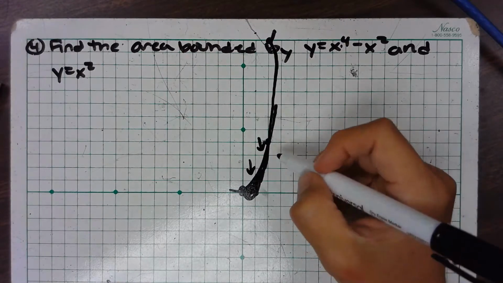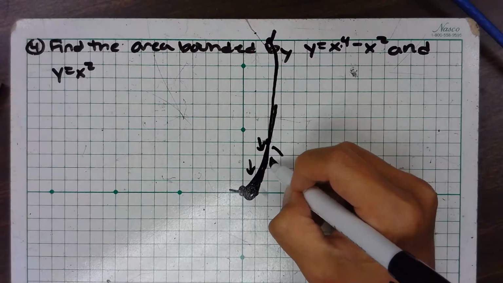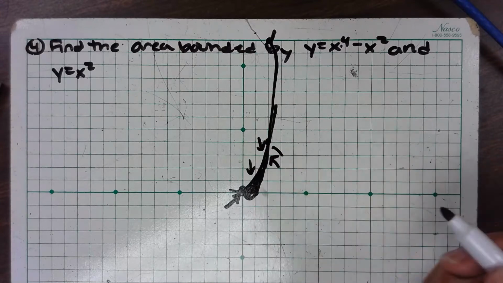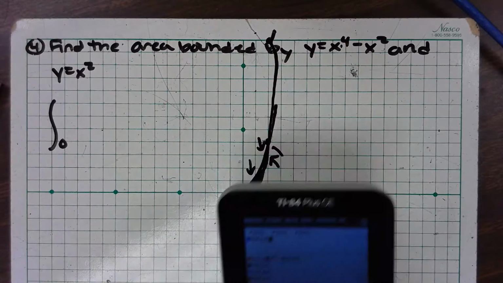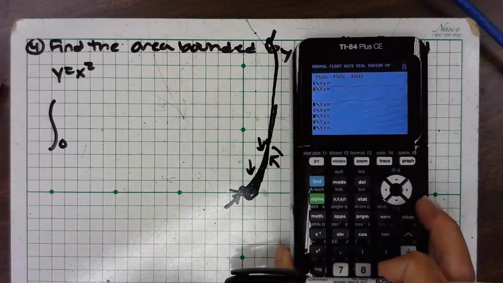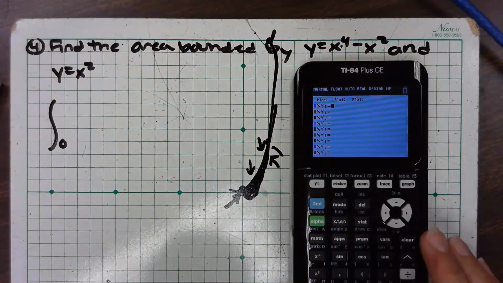Okay, and which one's on bottom. The problem is I need to know where it intersects right in here. We know it intersects right here at 0, so the bound's going to start at 0. But when I take my calculator, all right, let's go plug our functions in.